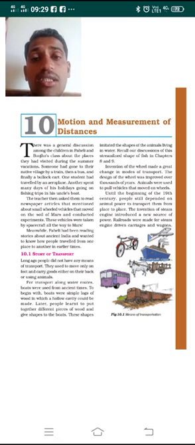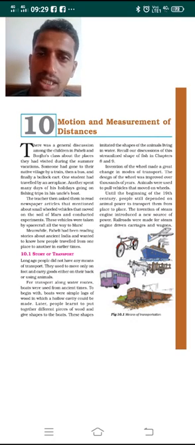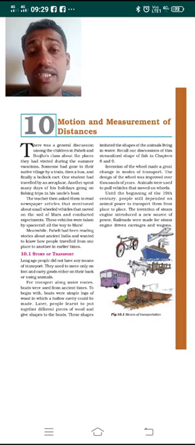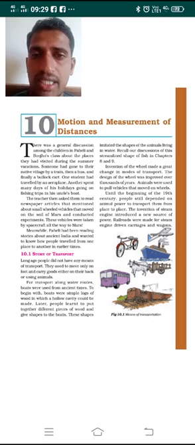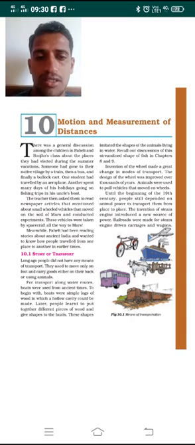So later on, a very important invention took place, that is the invention of the wheel. The invention of the wheel made a great change in the modes of transport of the world. The design of the wheel has improved over thousands of years. So once the wheel was invented, the means of transport was entirely changed, and it became very simple and faster.